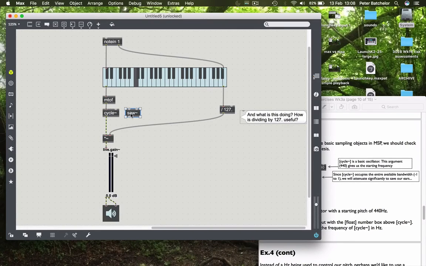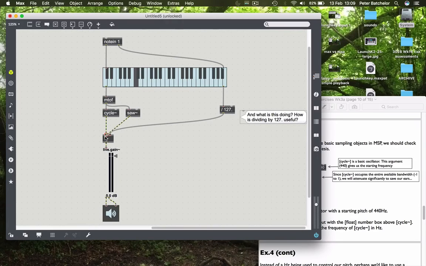Now, saw works in very much the same way as cycle. It's got a wave table in it, but this time it's in the shape of a sawtooth. So if you follow my cursor, again, that goes between -1 and 1. So it would start at 0, jump to 1, ramp to -1, and then come up to 0 again, and then repeat the process again. So you get this sawtooth wave. Other than that, it does exactly the same thing. So connect the MIDI to frequency object to the sawtooth wave, and we get a sawtooth wave of whatever frequency we've specified using the keyboard.